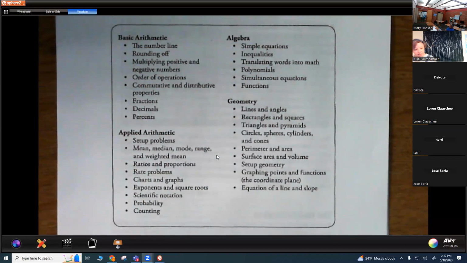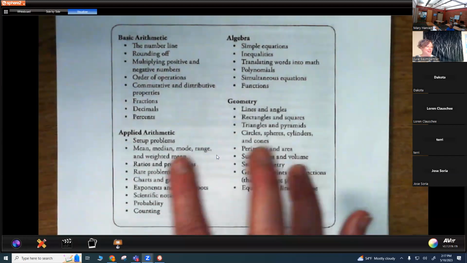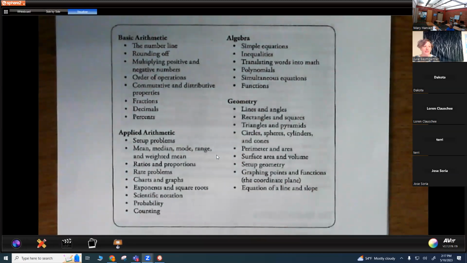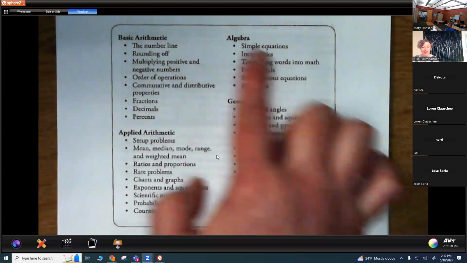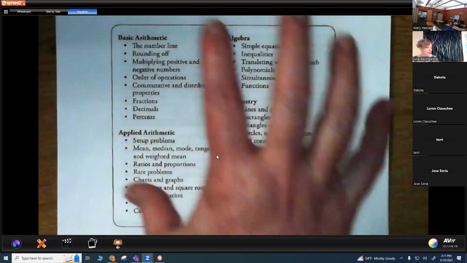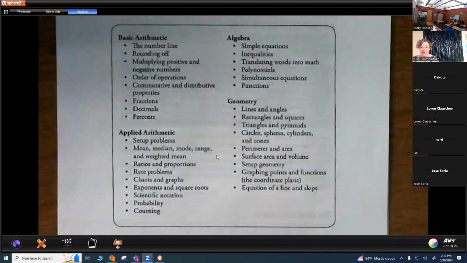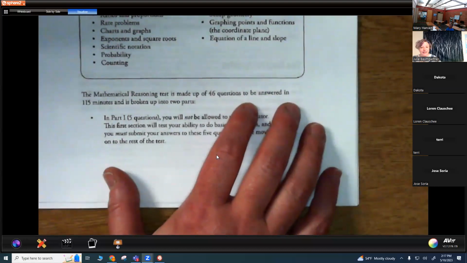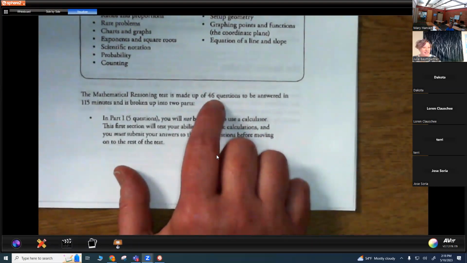But anyway, that gives us the specific things that you'll be tested on. Basically, you could expect to see problems that are going to cover each one of these bullets. Okay. All right. So then here it tells us the test is 46 questions.